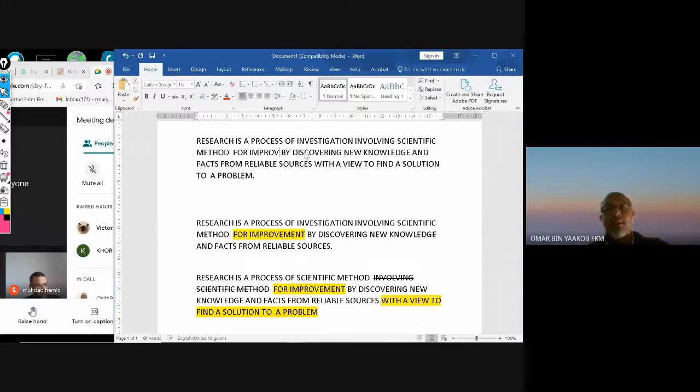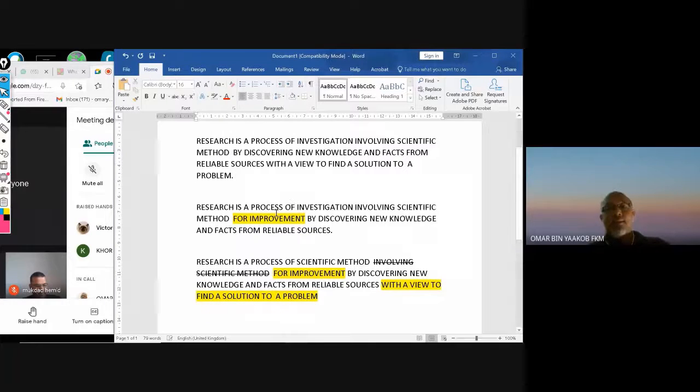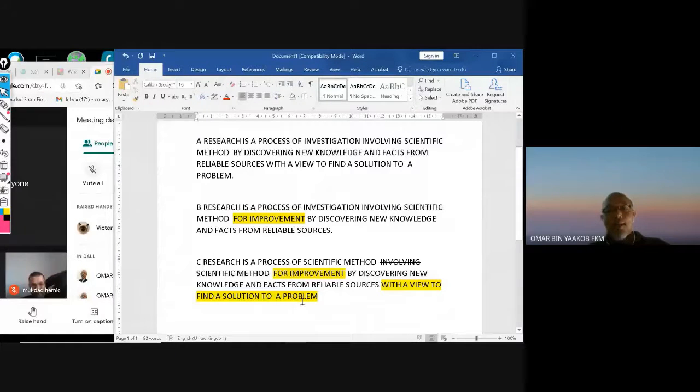Okay, this is the new one. All right, that's the original one. So this is the suggestion just now for improvement, and remove the one at the end there, to find solution. Okay. So I call this A. This is B, and this is C. Okay. Which one would be your choice?